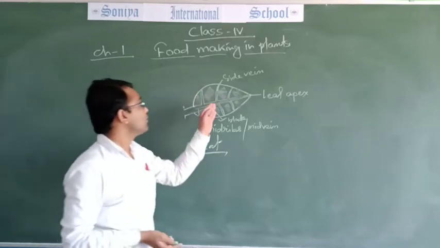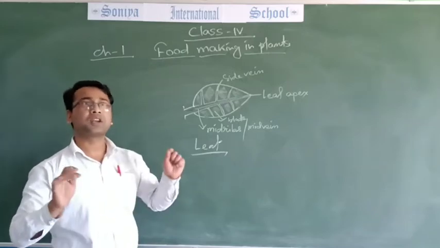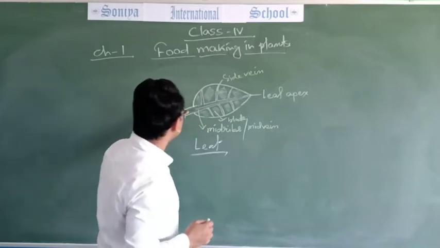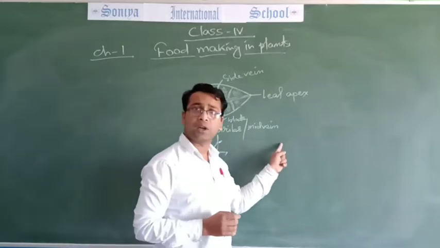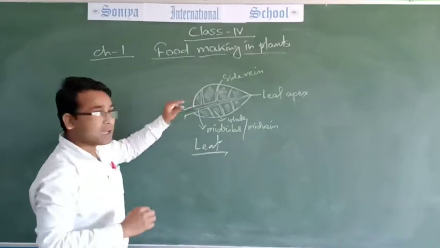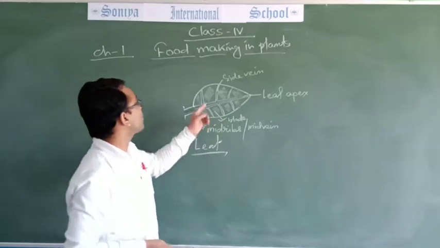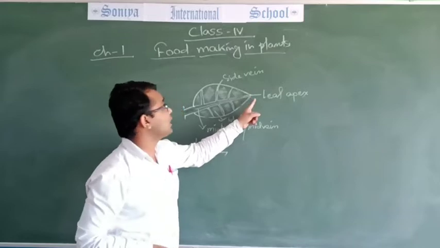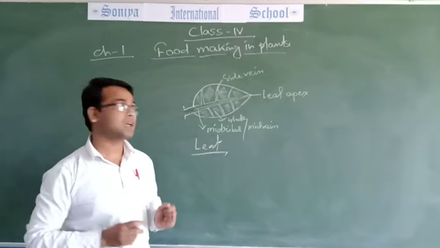First of all, leaves are broad, flat and green. The tube-like mid portion is called the midrib or midvein. Whenever the midrib emerges into many veins on both sides, they are called side veins, and the flat portion is called the leaf apex. Is that clear?